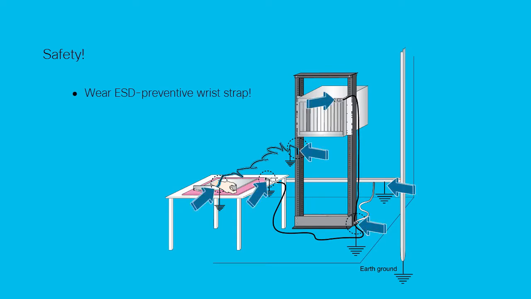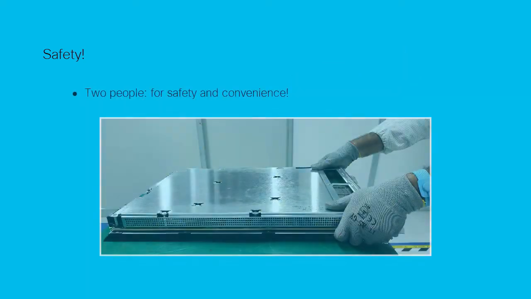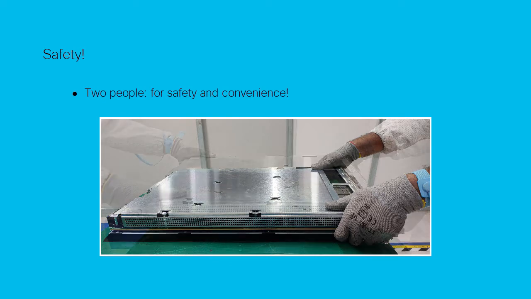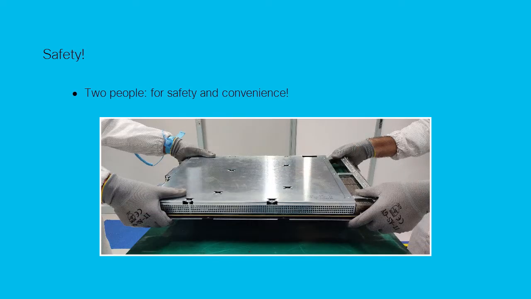If the grounding terminal is on the chassis, ensure that the chassis and the rack on which it's mounted are also grounded. It's possible for one person to uninstall the line card. However, to ensure convenience and safe handling, it's always advisable for two people to carry the card.